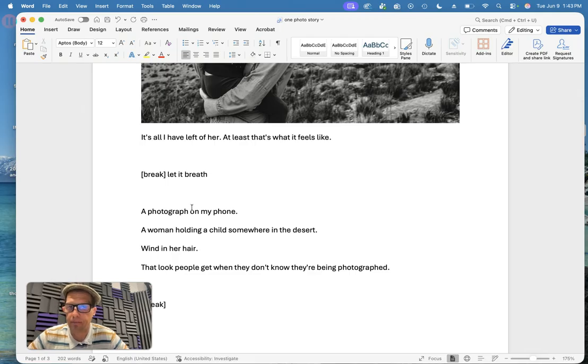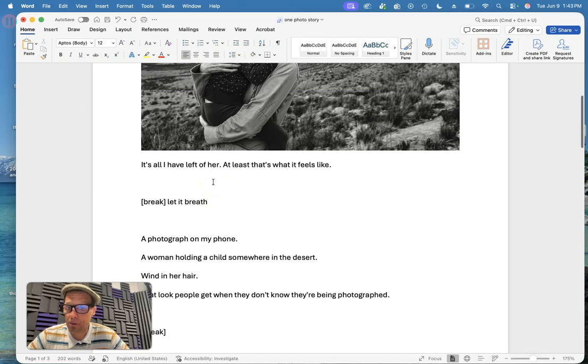It's all I have left of her. At least that's what it feels like. A photograph on my phone, a woman holding a child somewhere in the desert. See, that sounds very boring, like you're really just not interested in telling the story. It sounds as though you were reading from the page, and that's really not what we want to do. We want to recite this story as if we're actually talking.